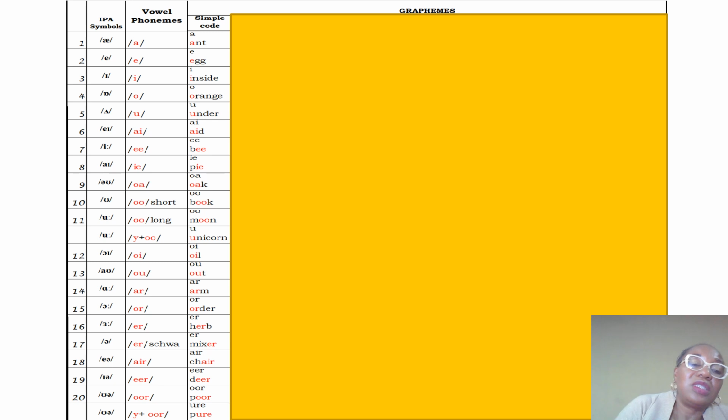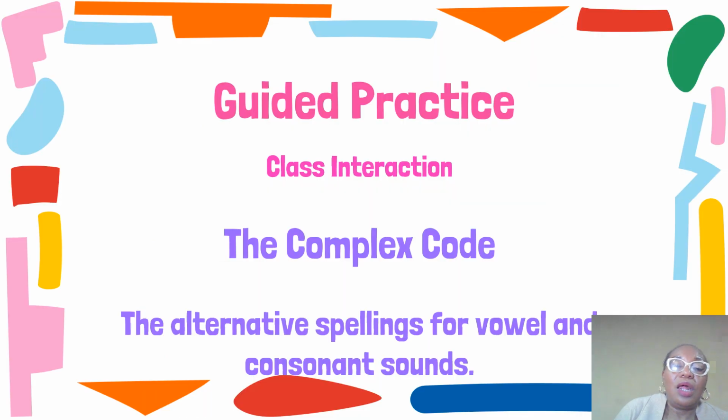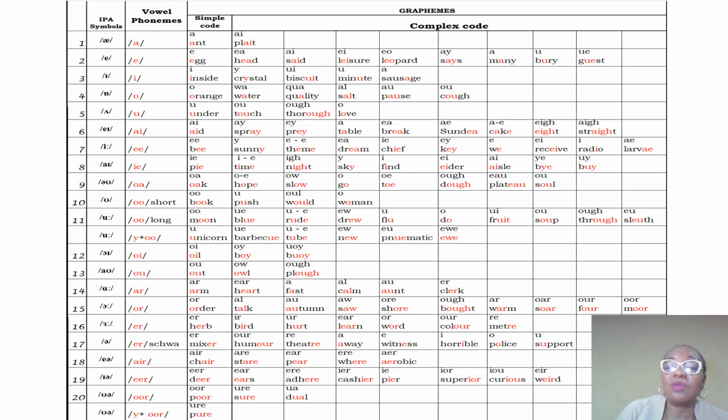So what we have is the IPA symbol, the vowel phonemes, and then the letters, how they are spelled. Okay, the letters that represent those sounds. The same was done for the consonants. You can look down the list and see the simple code. You see this letter, you think this sound. That's the simple code. And then we went into the complex code, which is the alternative spellings for vowel sounds. And then I removed the blockade on the part of the chart, and then you're able to see other ways that the sound can be represented.